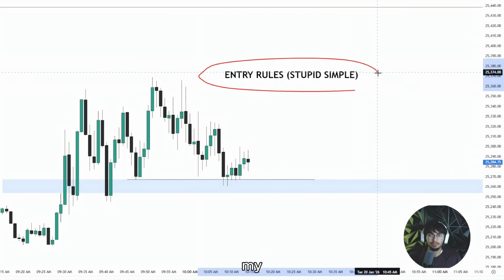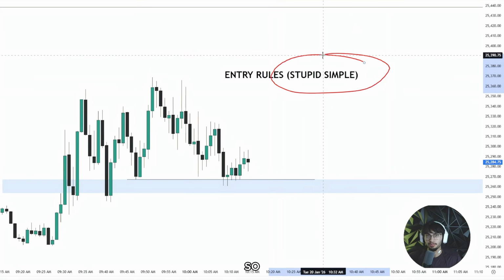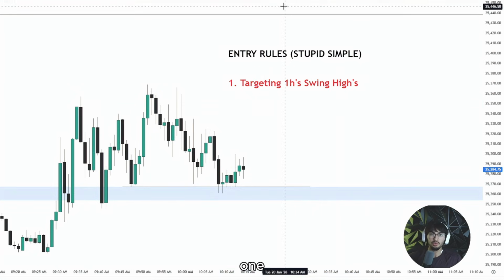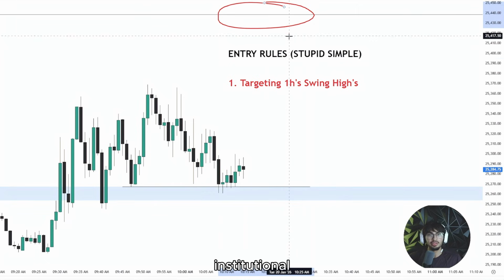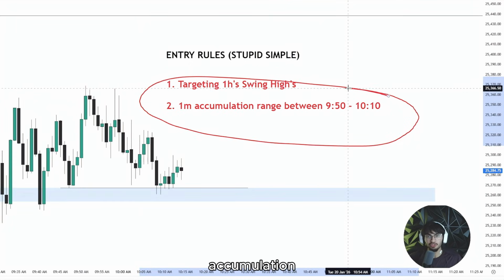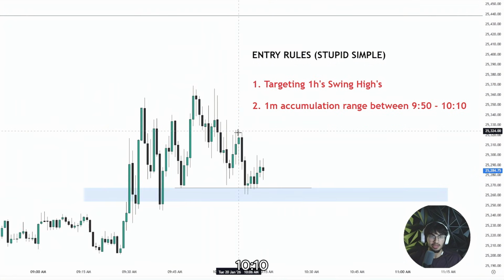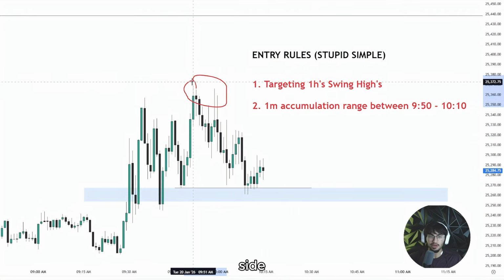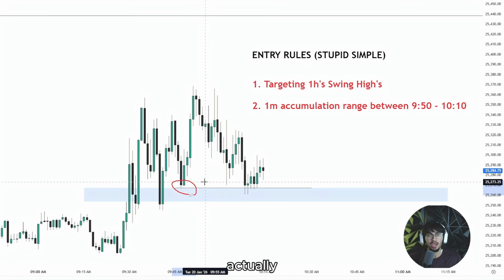And so let me tell you guys my entry rules, and these are stupid simple. Number 1, we're going to be targeting 1-hour swing highs because that's where the institutional liquidity lays. Number 2, there has to be a 1-minute accumulation range between 9:50 and 10:10. There has to be liquidity on the buy side and there has to be liquidity on the sell side, so we know where the manipulation is actually going to take place.